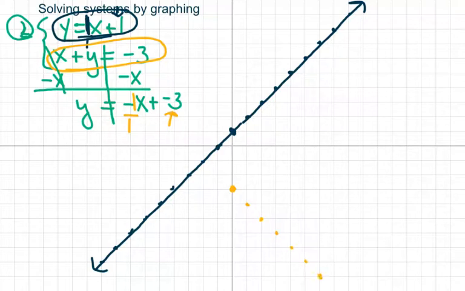So I continue the pattern in both directions. So I go up 1, left 1. And that should be enough to graph my line. And my solution is where the two lines intersect. So we can see that they intersect right here. So that's my solution.